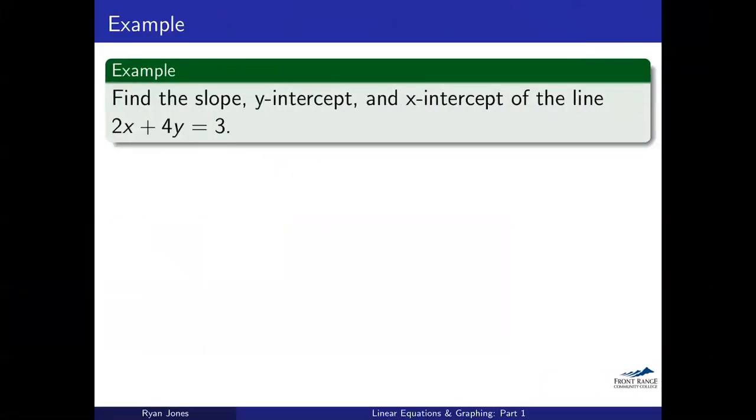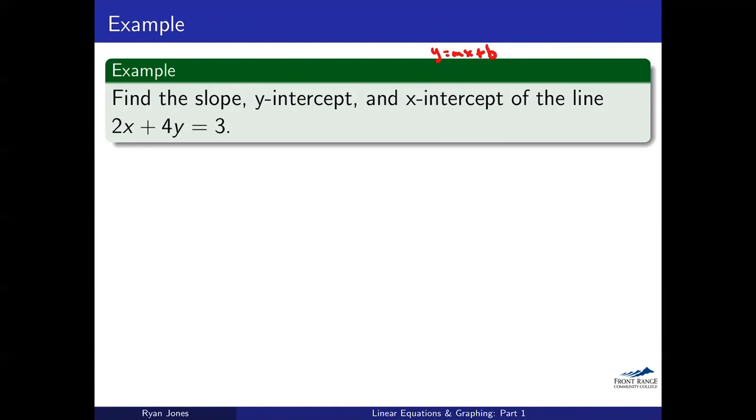We're going to start off with 2x plus 4y equals 3. And I want us to find the slope, the y-intercept, and the x-intercept. And since we don't have a graph of this, it should be pretty easy to find the slope and the y-intercept, because remember, we have that y equals mx plus b that we can refer back to. So all we have to do is take this equation that we have for this line and just rewrite it in that format. And let's go ahead and do that.